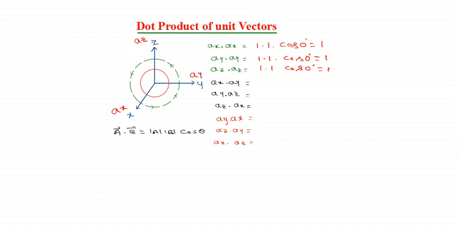Whereas what is ax dot ay? If you look at ax dot ay, they are orthogonal to each other. That means the angle between them is 90 degrees, right? So when it is 90 degrees, we get 1 into cos 90 degrees. What is cos 90? Cos 90 is 0. 0 into anything is 0. Similarly, ay dot az is also 1 into cos 90 degrees, which is equal to 0. Similarly here, 1 into 1 cos 90 degrees, which is equal to 0.